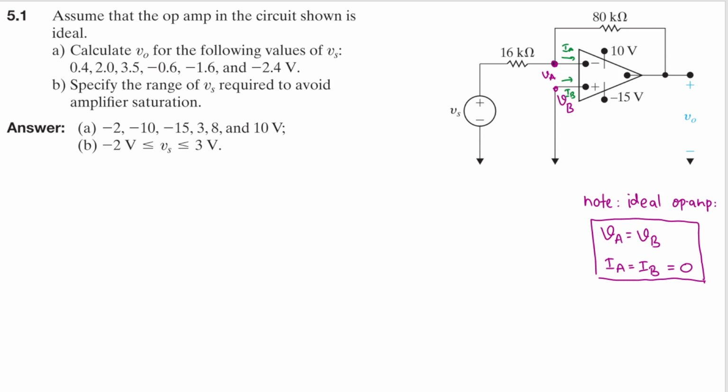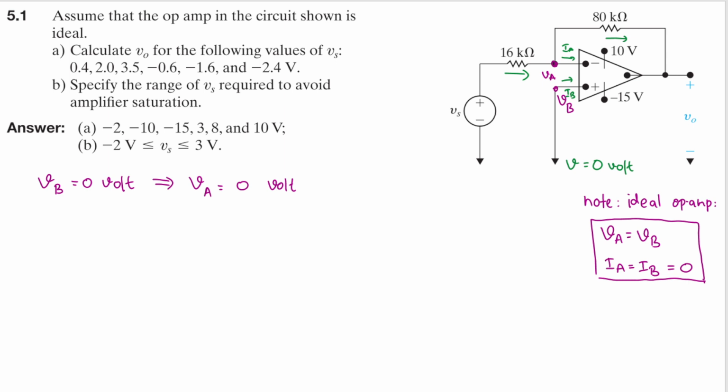Okay, so now maybe let's do a KCL at VA. We know that VB is connected to the ground, so the ground here has the voltage of 0 volt, right? So that means that VB is equal to 0 volt. Okay, and because we have an ideal op-amp, VA is equal to VB. That means that VA is also 0 volt.